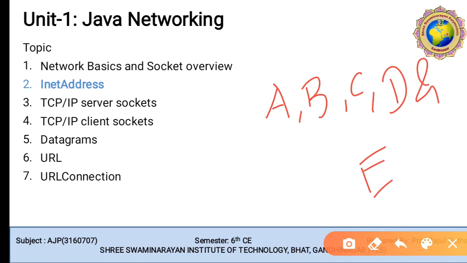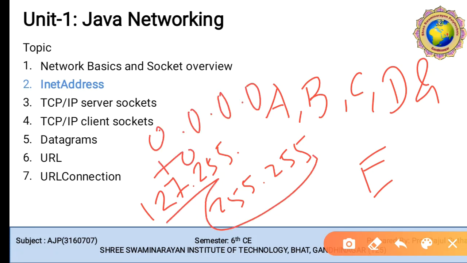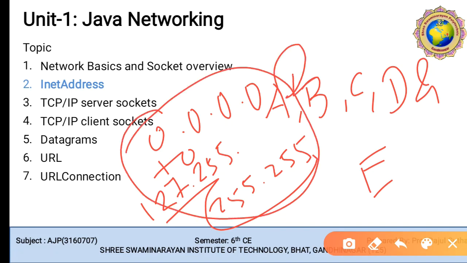Like we are using 127.255.255.255. So this is the IP address range of class A. The leftmost bit is always 0, meaning it starts from 0.0.0.0 to this number. So this IP address is covered in class A.